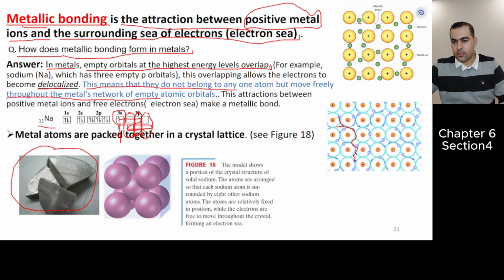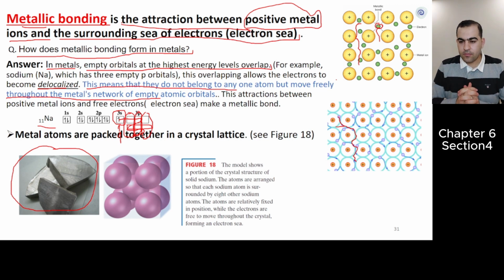It has one valence electron. These valence electrons move throughout the entire metal, each one. So the attraction between these free electrons and metal atoms, now they're positive. Why? Because they have lost their electrons to the electron sea, to the empty orbitals. This is called metallic bonding, the attraction between positive metals and the electron sea, the free electrons.